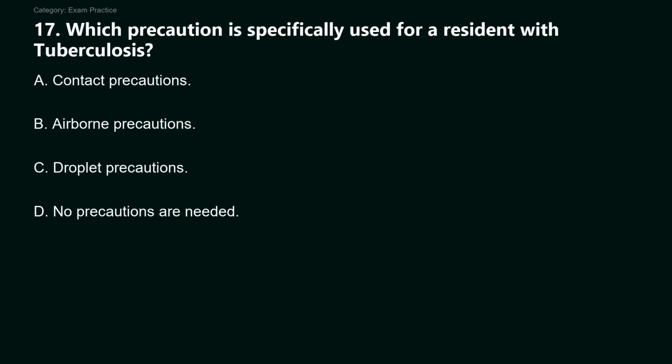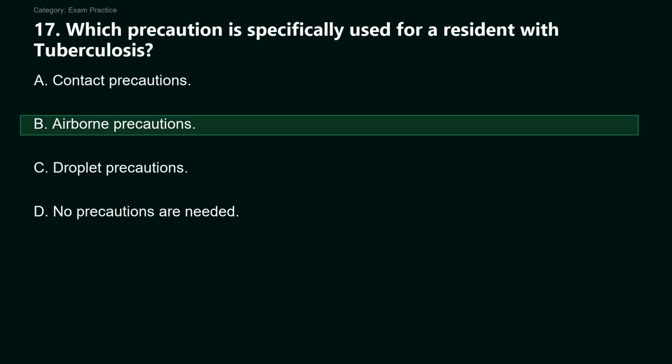Question 17. Which precaution is specifically used for a resident with tuberculosis? Option A. Contact precautions. Option B. Airborne precautions. Option C. Droplet precautions. Option D. No precautions are needed. The correct answer is option B, airborne precautions. Airborne precautions require a special respirator mask and a negative pressure room.